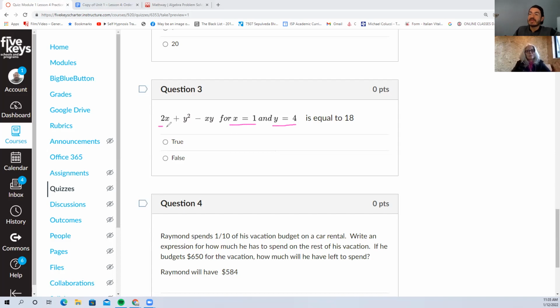I'm going to rewrite this algebraic expression. That's the word for this, because there's no equal sign. And every time I see an x, I'm going to write in a 1. And every time I see a y, I'm going to write in a 4. So 2 times 1 plus 4 to the second power minus 1 times 4.